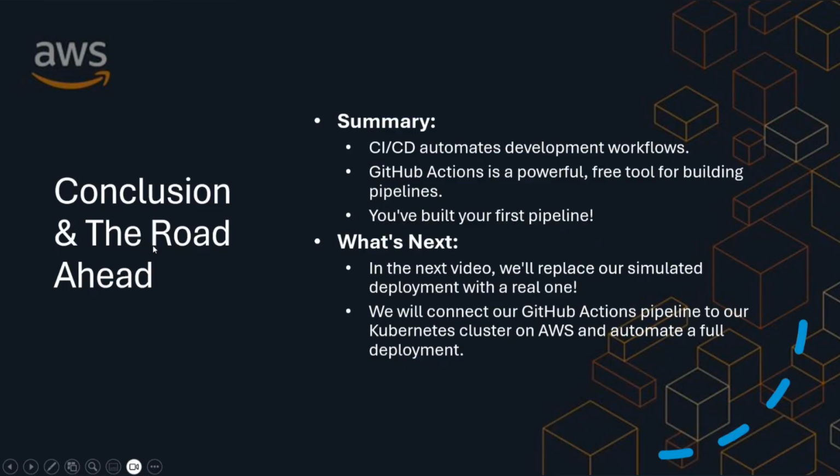So to recap, now you know what CI/CD is and why it is so important in DevOps, and how to build a simple pipeline. This is a massive step forward. But the most exciting part is what's next. In our next video, we are going to take this pipeline to the next level. We will show you how to connect your GitHub Actions pipeline to a real cluster on AWS and automate your entire workflow.